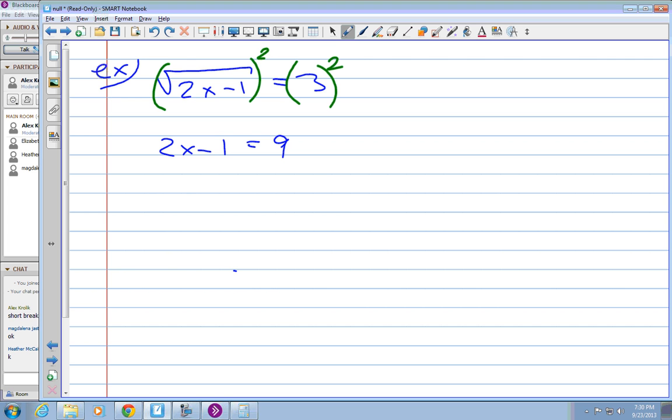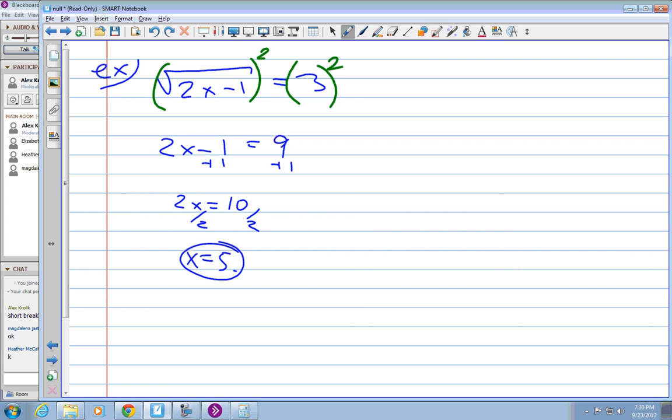Okay? So no radicals left. Now I can just solve that equation, right? Should be pretty easy. To solve this equation, add 1 to both sides. 2x equals 10. Then divide by 2. X equals 5. Are we done?